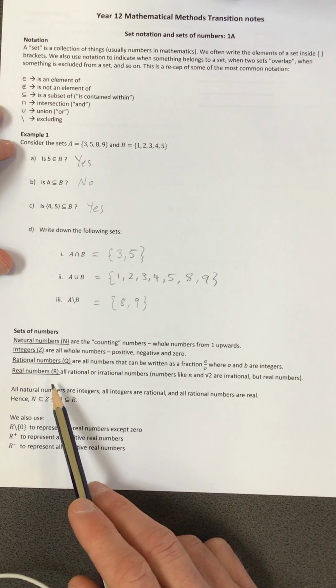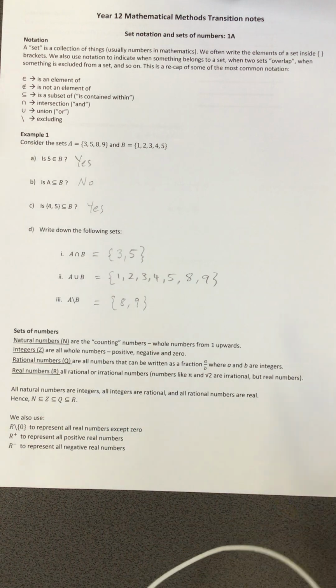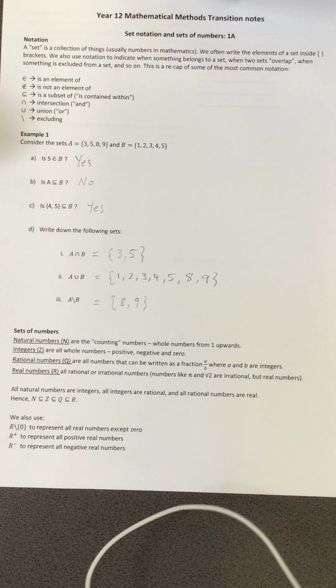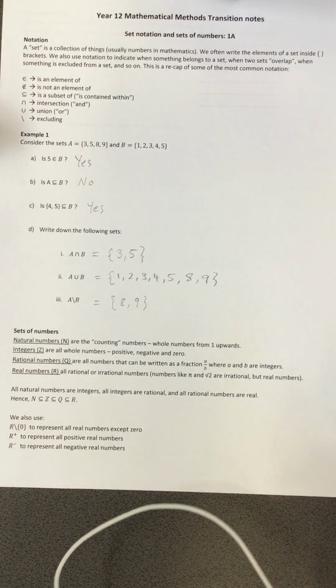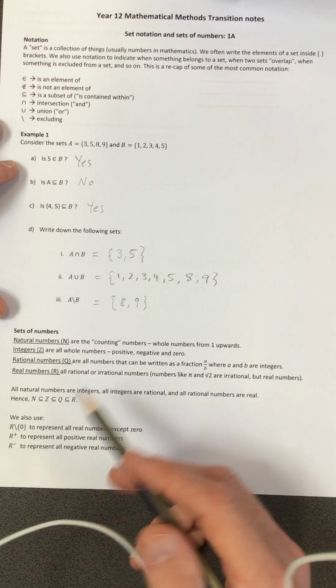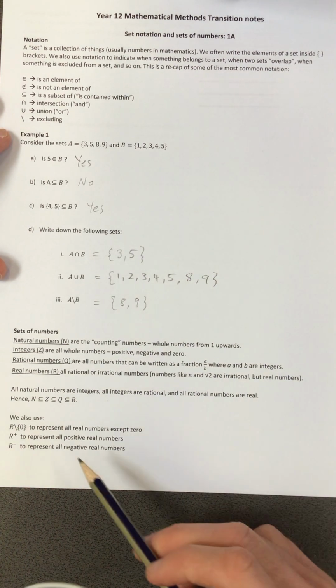Real numbers, capital R, just means all rational or irrational numbers. So pi, surds, e, any kind of number, whether it's rational or irrational, as long as it's a real number and actually exists. So real numbers basically just means any type of number we would use in Maths Methods, positive, negative, or 0.